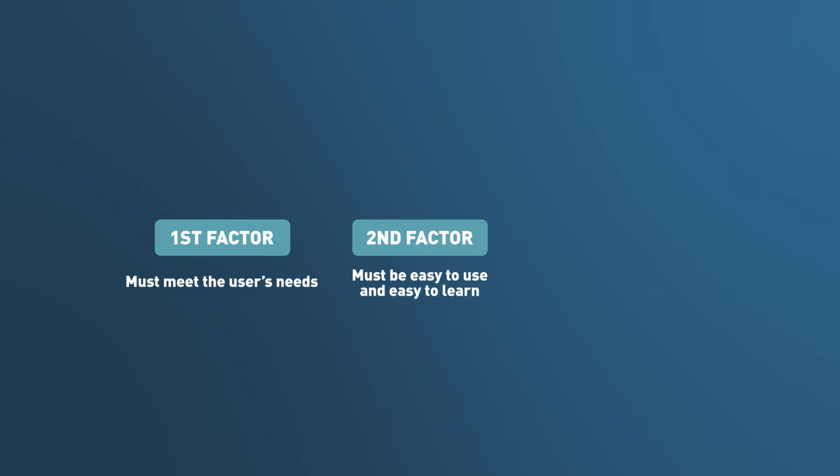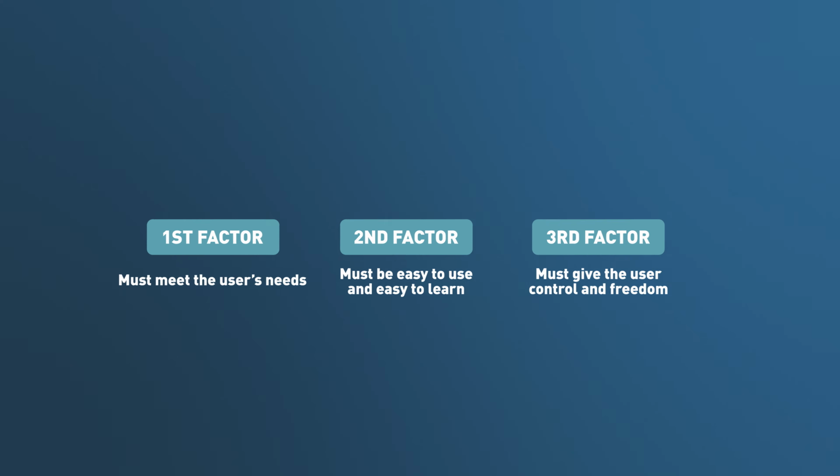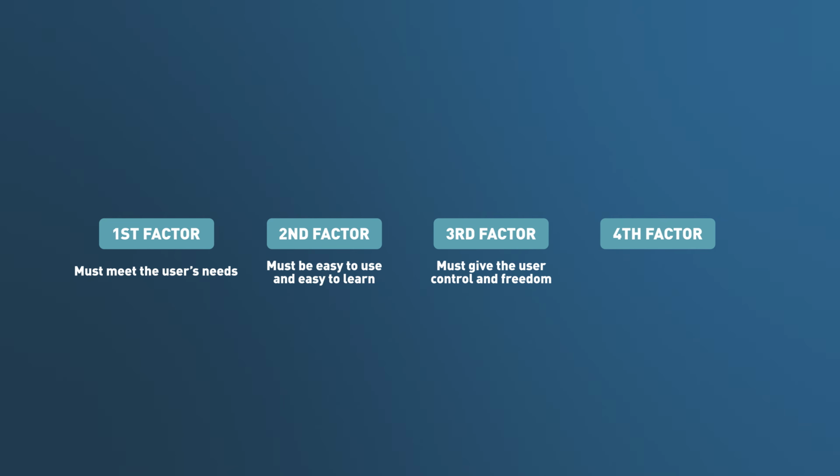There are three main factors in UX design. First, it must meet the user's needs. It must also be easy to use and easy to learn, and it must give the user control and freedom. And as an added bonus, it should also surprise and delight. Wow! Let's look at these in a bit more detail.